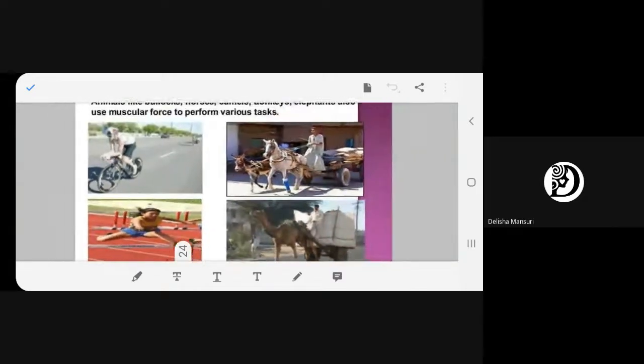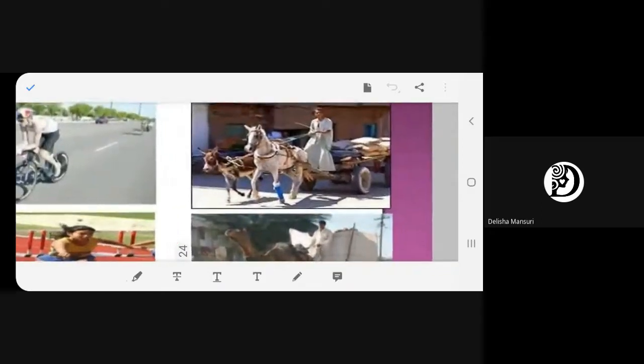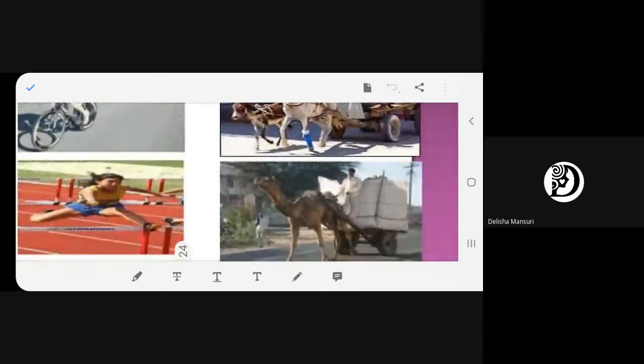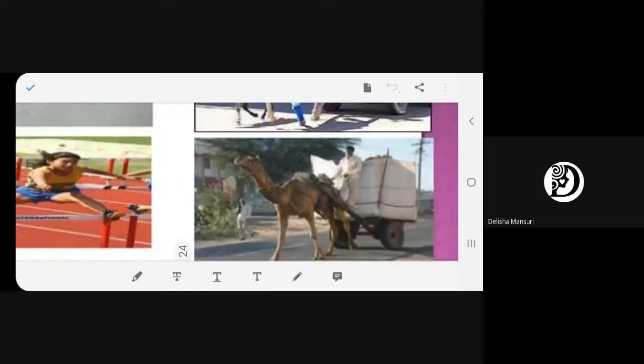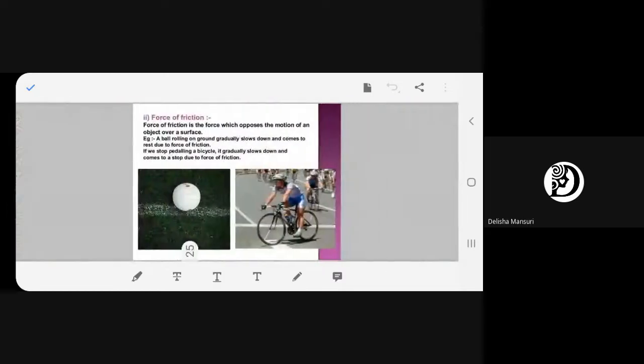You're in sports, you're cycling, you're sprinting. It's a hurdle race, I think. And this is a bullock cart, not a horse cart. They're drawing the cart, and you can see a camel cart. So here, muscular force is used by humans as well as animals.